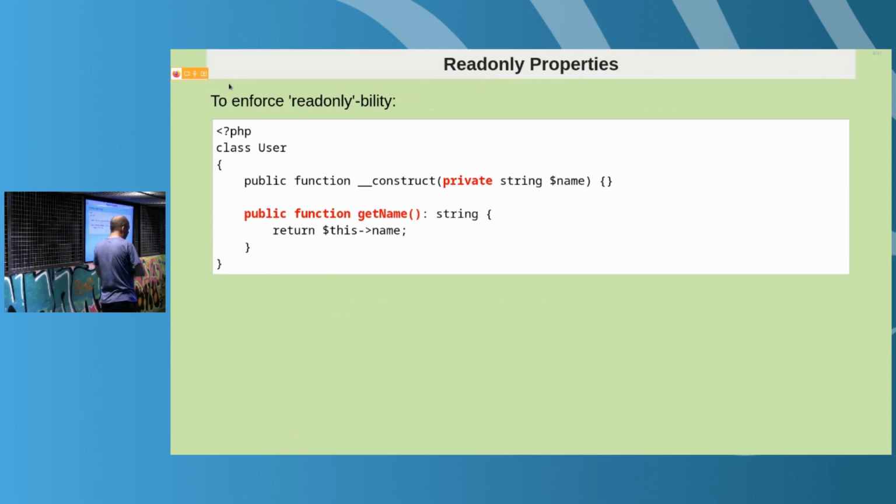So in PHP 8.1, we introduced read-only properties. How would you do read-only properties normally? You can set up a private property, and then you need to have a setter, or a getter in this case. If you have a getter and you don't have a setter, then outside of the class, of course, you can't set the property. So that's how people did read-only types.